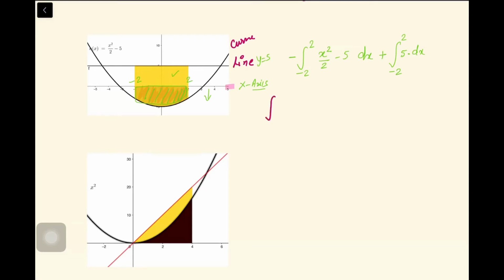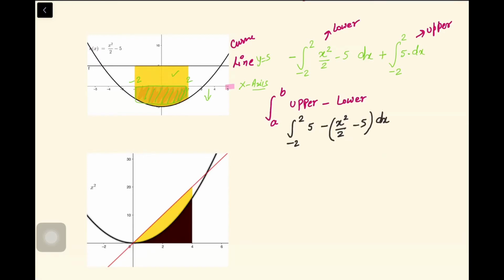Or we can rewrite it in another format. Always remember upper and lower. In this way you don't need to think about whether you have to take a negative or not. So always remember upper curve minus the lower curve. So area under the upper curve minus area under the lower curve. So from -2 to 2, the upper curve is 5, the line, minus the lower curve. Look, we already took the negative over there and it is coming automatically here if you follow this technique, upper minus lower. You integrate it and then you plug in the values.